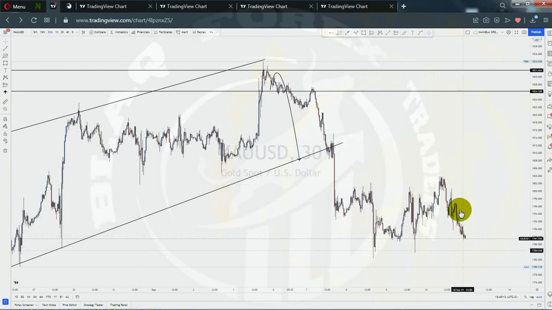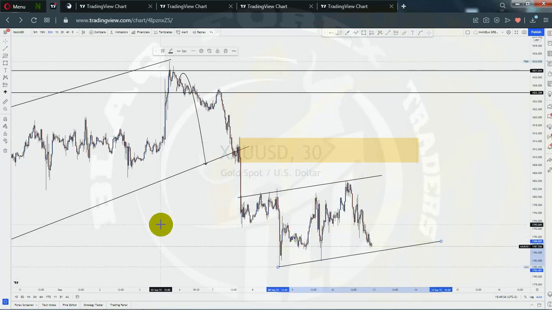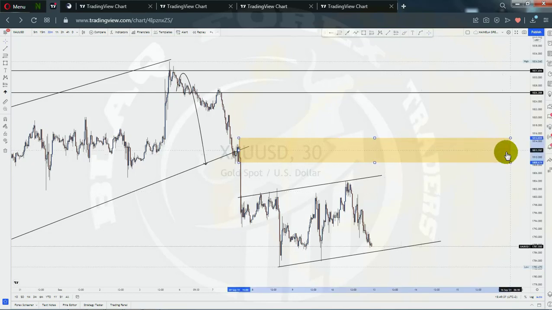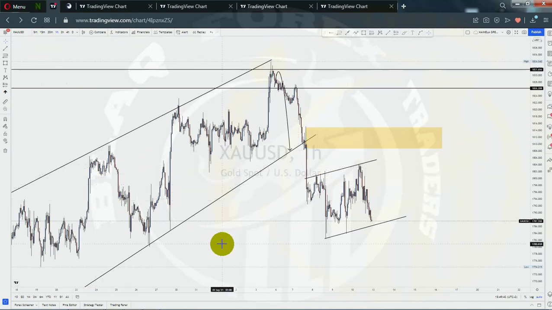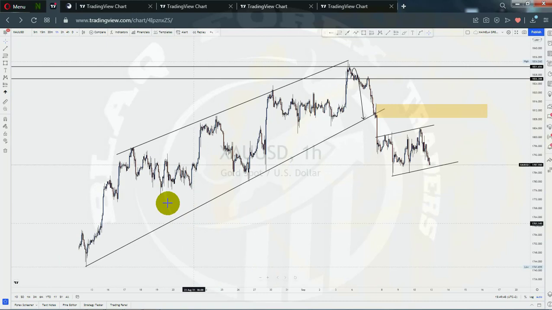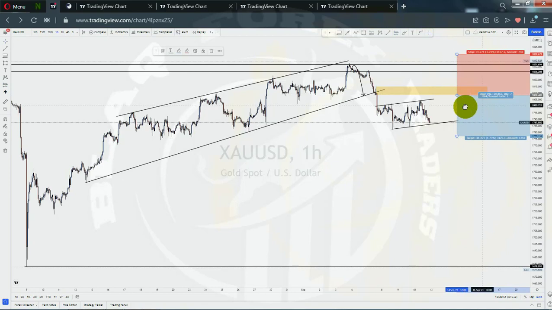Then they made this ranging movement on Friday. So you can see I'm going to be focusing on this part here. Here we have our supply level. Then we have this kind of channel here. Go to 1 hour time frame. Same thing here. I'm going to be looking for a sell, but from this point here.